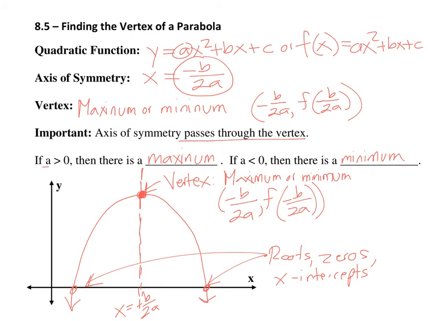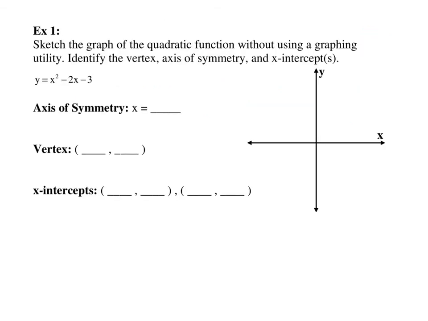So let's do an example. Sketch the graph of the quadratic function without using a graphing utility. Identify the vertex, axis of symmetry, and the x-intercepts. Axis of symmetry, what is it? It's negative b over 2a. What is a in this case? a is 1, b is negative 2, and c is negative 3. Plugging those values in, I get the negative of b, which is negative 2, over 2 times 1. Simplifying that, I get 2 over 2, which is equal to 1. So there's my axis of symmetry, which is 1.